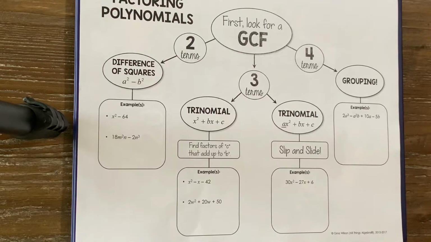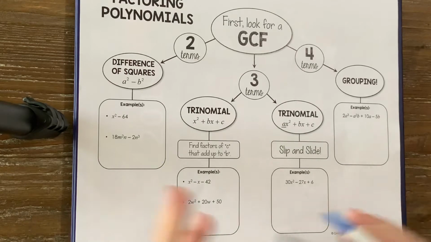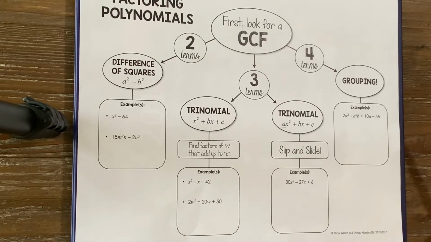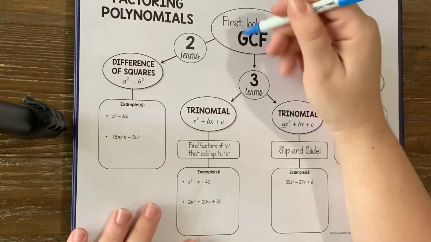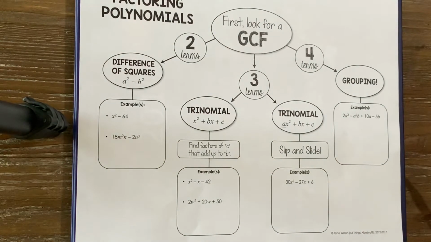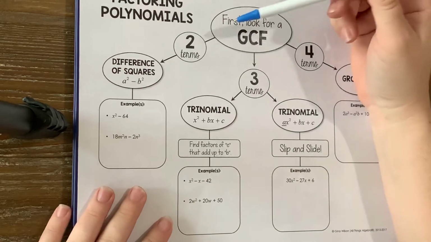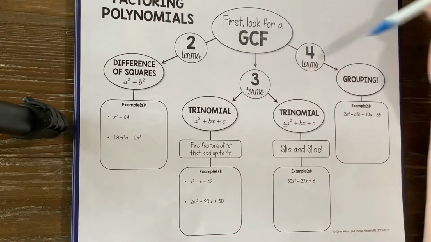Okay, so we're going to do a quick factoring review. This is just a graphic organizer that breaks down all the different factoring methods. So the very first thing you always check is to see if there's a greatest common factor. After you've done that, then you want to see, is it 2 terms, 3 terms, or 4 terms that you're factoring.